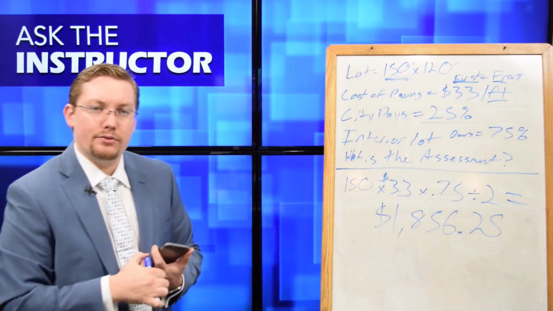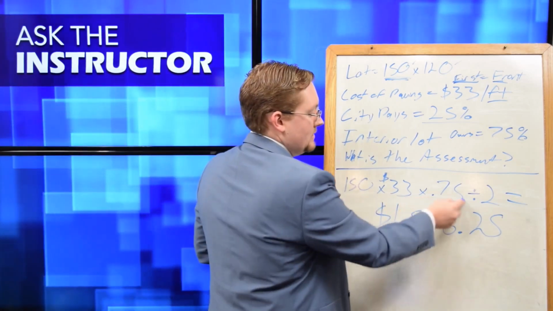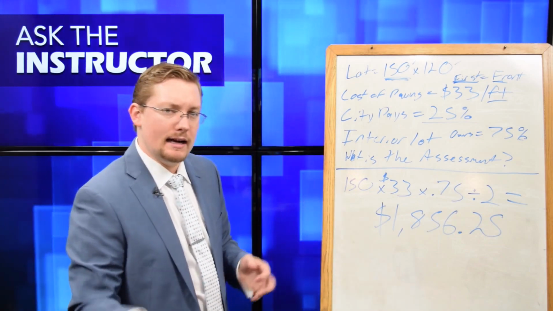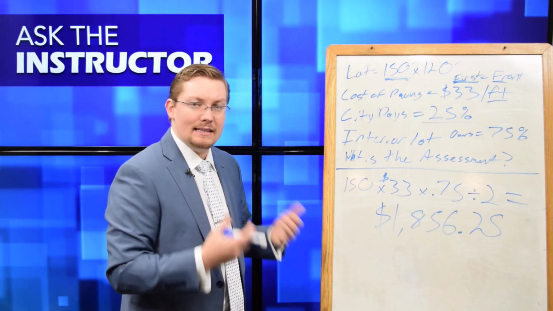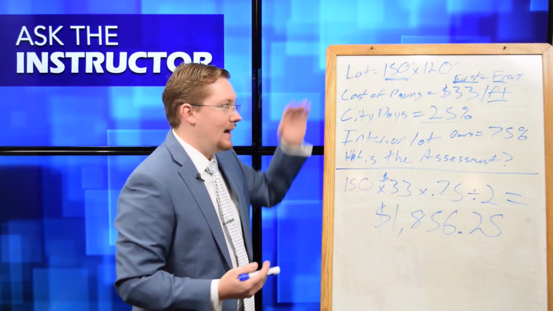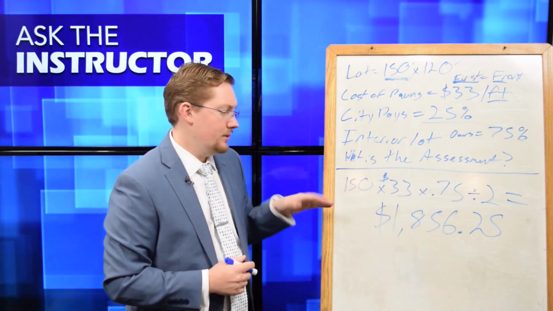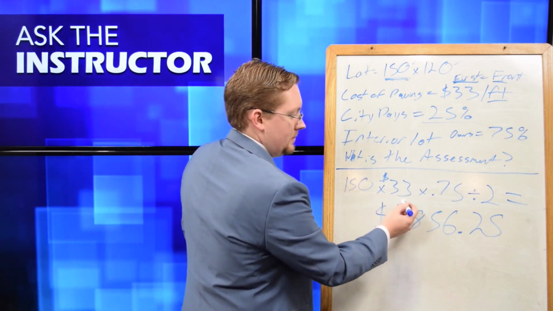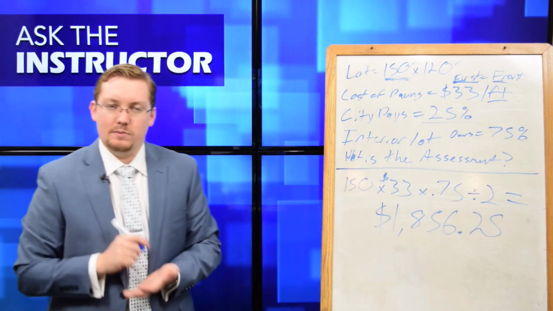You don't have to go through step by step and do 150 times 33 equals what, times 75% equals what, divided by 2. That does help if you're trying to figure your way through these types of problems if you don't have this down pat as much. But once you have this down pat, you can really come up with a short little formula: the frontage times the cost per foot times the owner share divided by 2 gives us our special assessment.